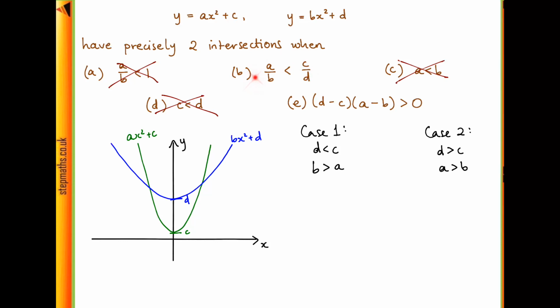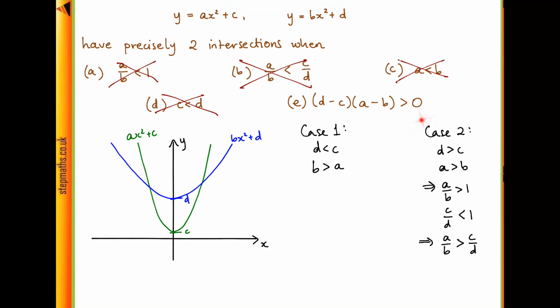As for option B, case 2 doesn't satisfy it. Because if we divide this by B and this one by D, then we see that A over B is greater than 1, C over D is less than 1, so A over B would be greater than C over D, so this condition doesn't work. So we can also rule that one out.